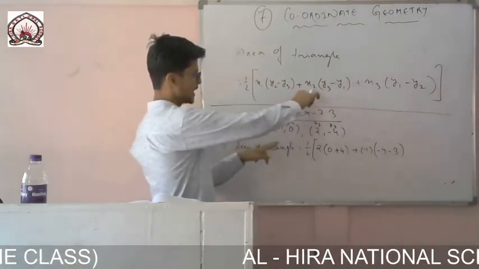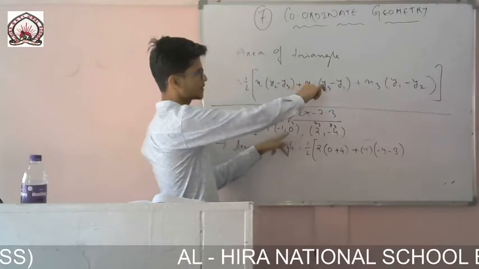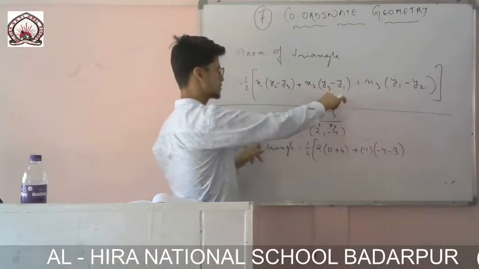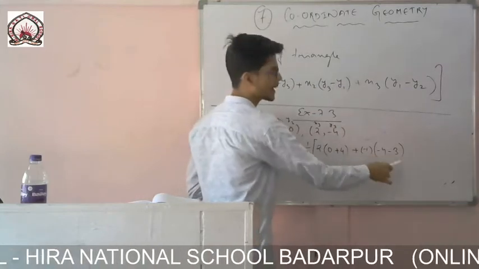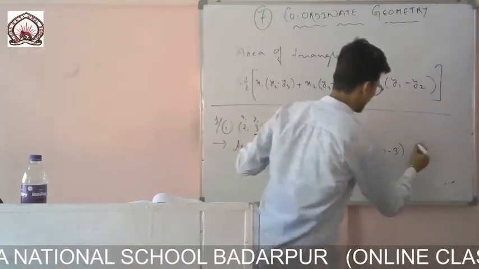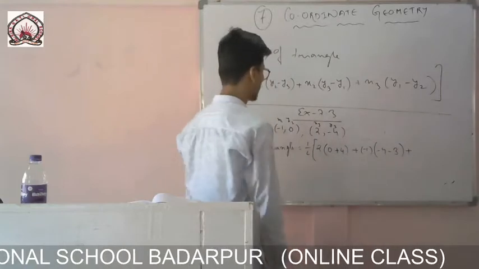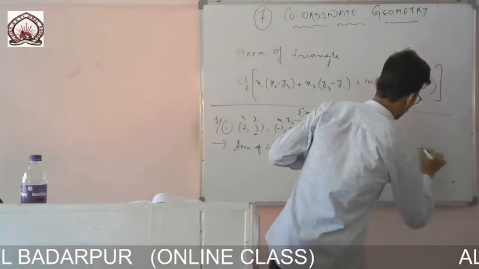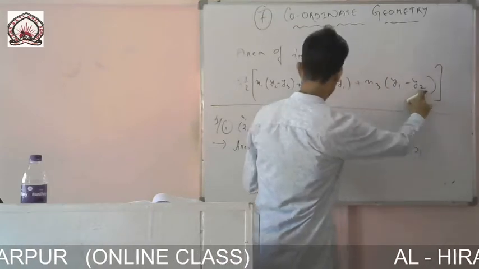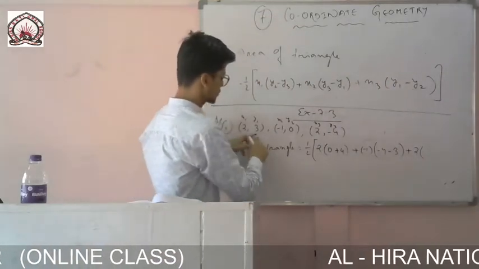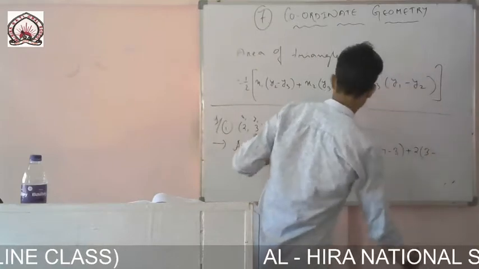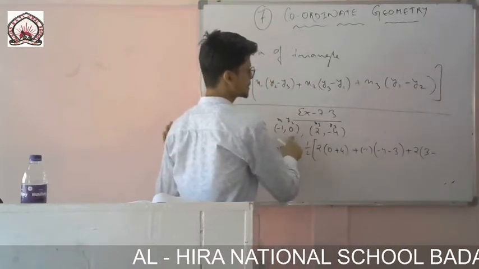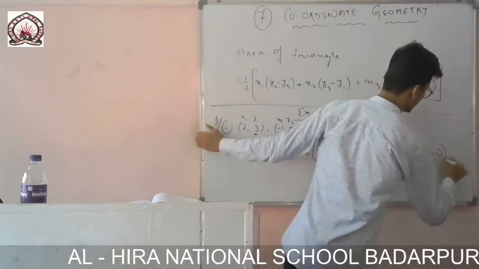Again you see x2 here it is minus 1, then y3 it is minus 4, then y1 it is 3, and in the middle minus sign. Then again plus, last one it is x3, here it is 2. Then y1 minus y2. Where is y1? Here it is, so 3 minus y2, it is 0, 3 minus 0.